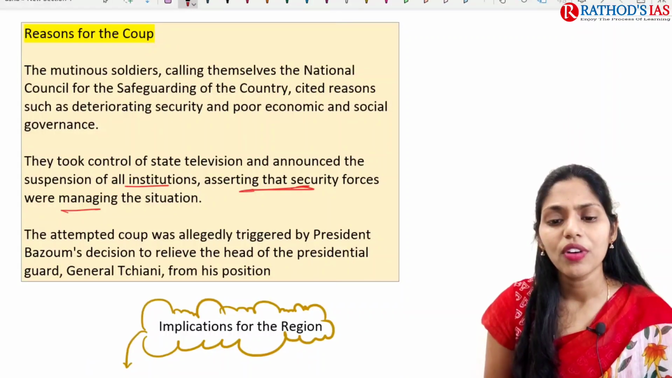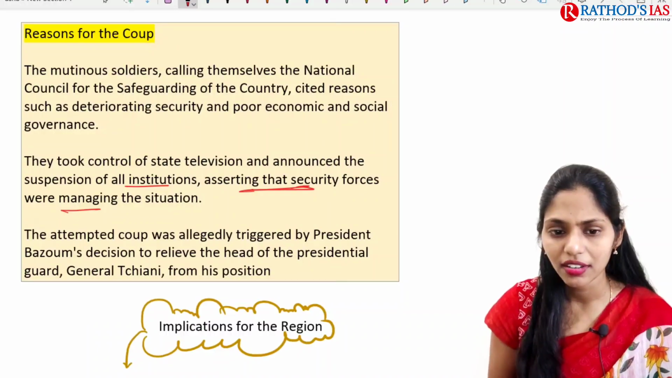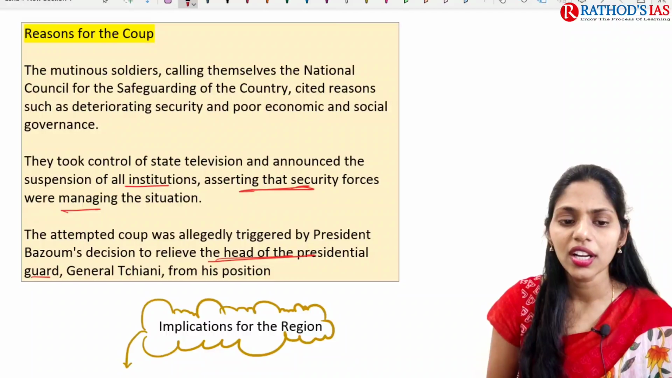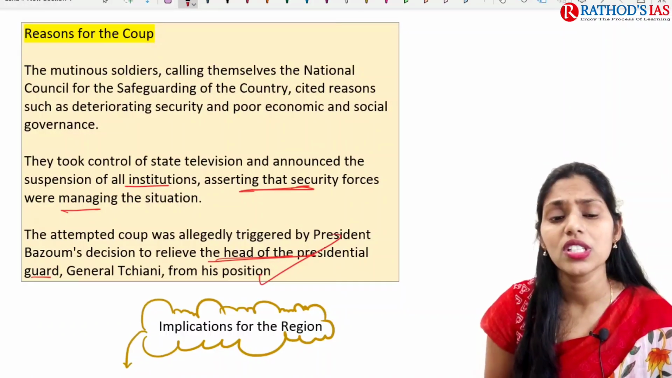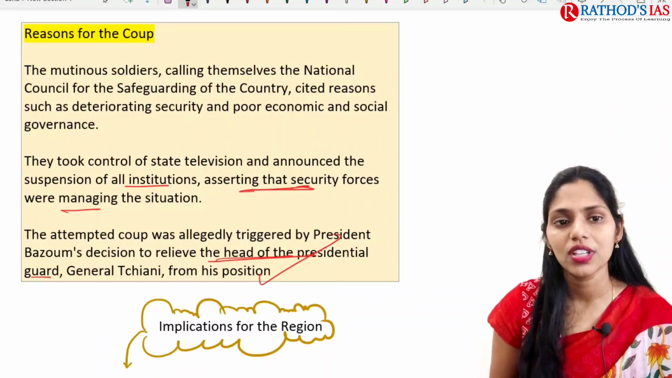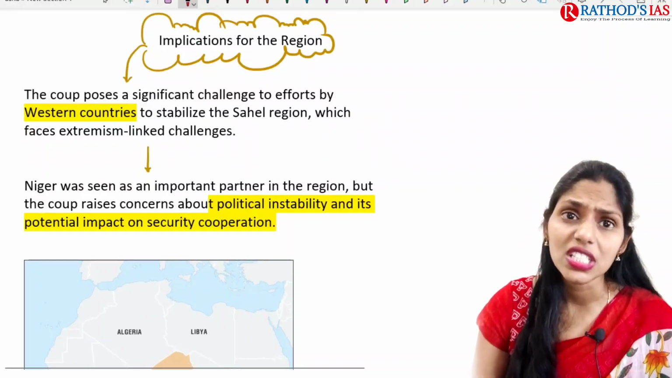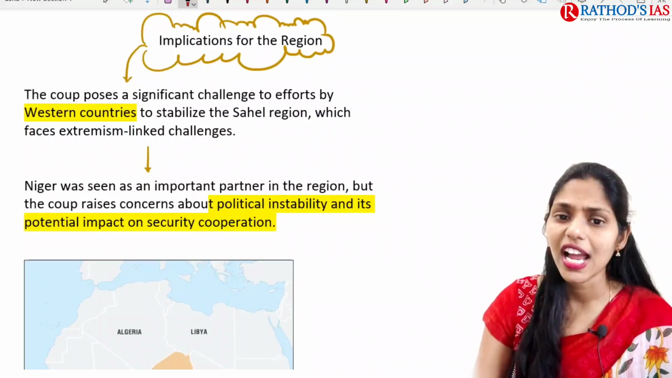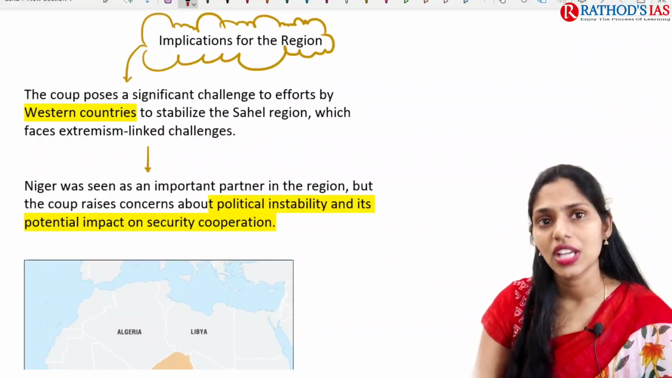One more thing here: the attempted coup was allegedly triggered by the president's decision to relieve the head of the presidential guard, that is, when the presidential guard head was removed from the position. This is also an important reason for the outrage of this coup. So what are the implications? The coup poses a significant challenge to efforts by Western countries to stabilize the Sahel region.